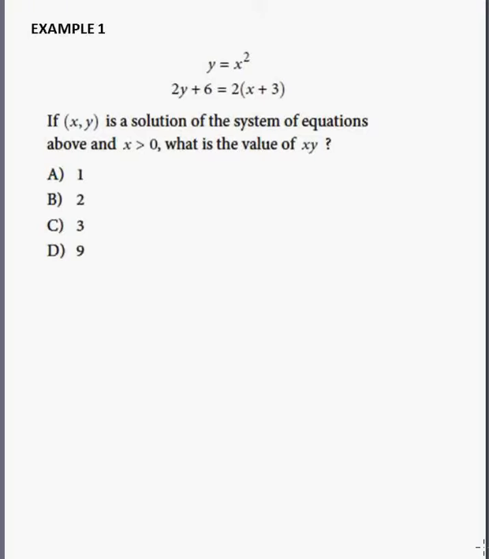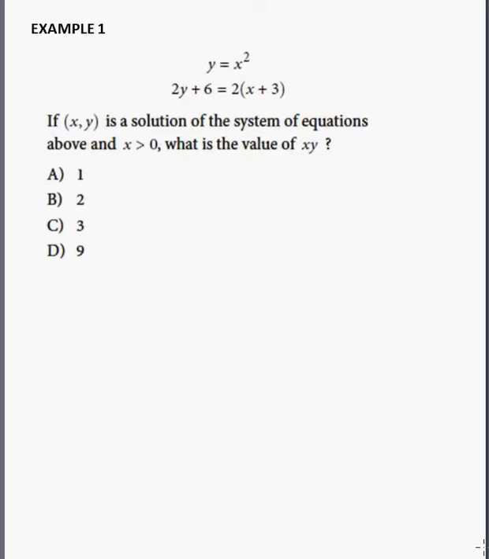Okay, now let's take a look at area 3 of the passport to advanced math. Now, area 3, as you can see, deals with linear and nonlinear systems. That means you have one equation that is a linear equation and one that is a nonlinear.